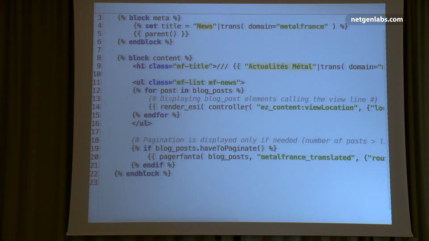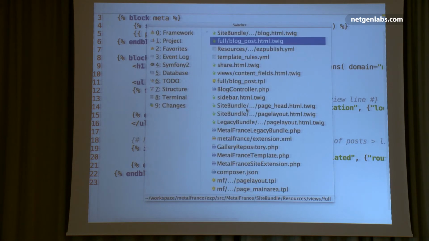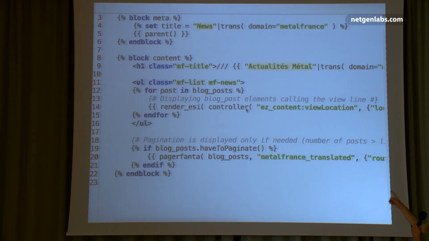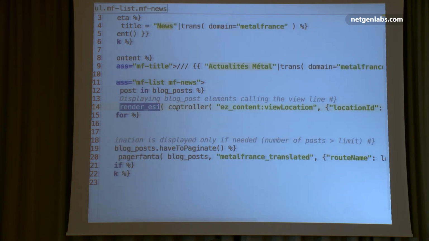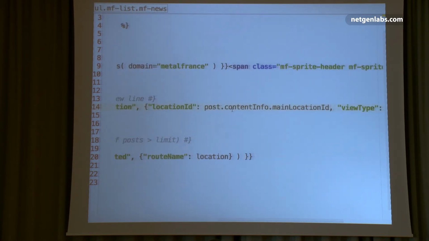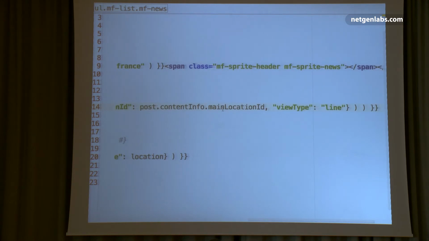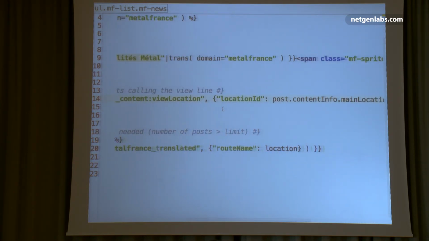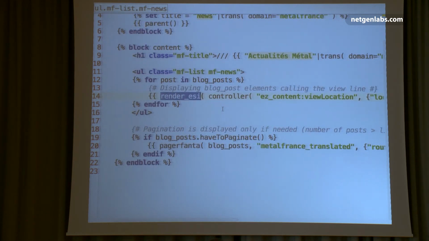So then I need to show you the controller. Where is my controller? Actually, the line you saw here, can you go back to the previous template just for a second? The render ESI, it is quite obvious at this point that view location is a controller, because what it does here is render the controller identified by easy_content view location, and then we give it arguments, and the argument is very simply the location ID. And then we have an optional argument, which is a view type. It's not, it's mandatory. Well, mandatory argument, view type line instead of full, which is kind of the default standard. Yes.